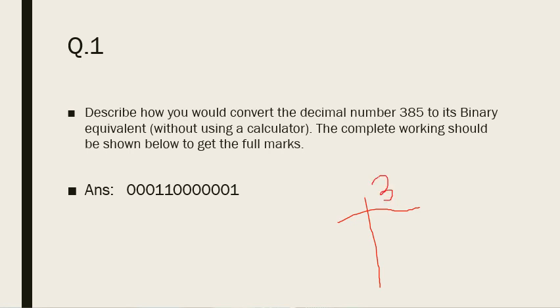So 385. Then you need to divide by 2. So keep doing that. You know that these zeros and ones, when you add them up, should be something like this. So that is the answer to your first question.